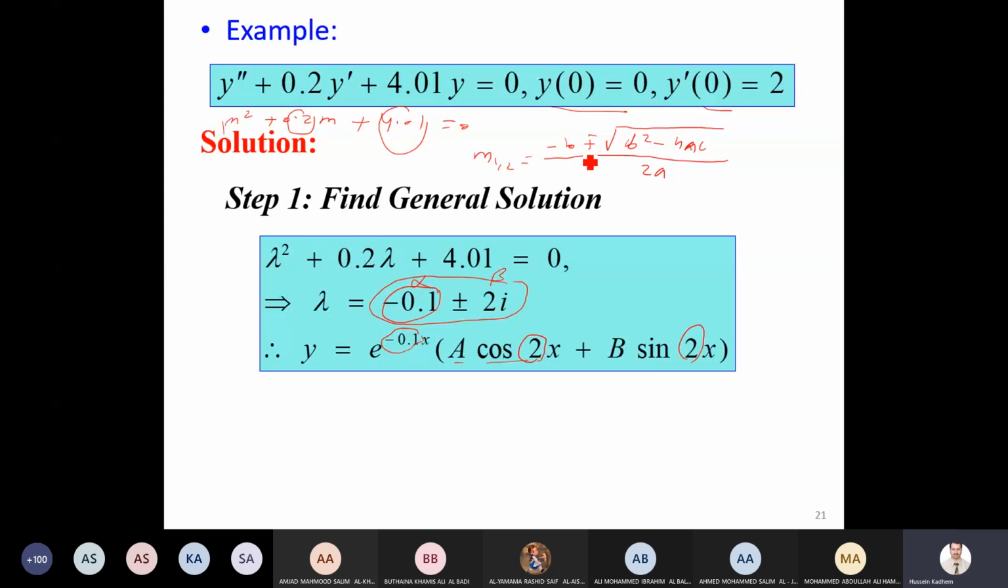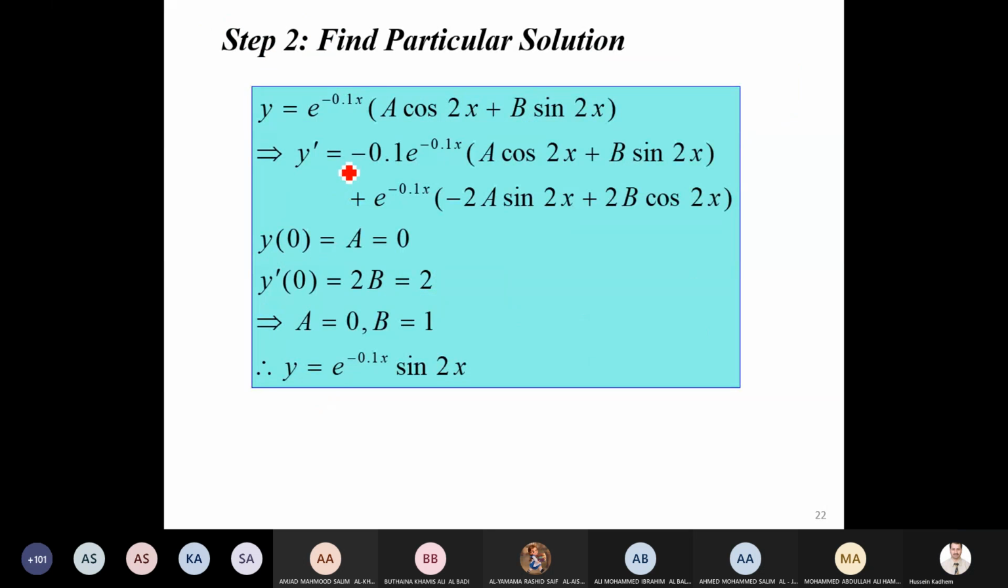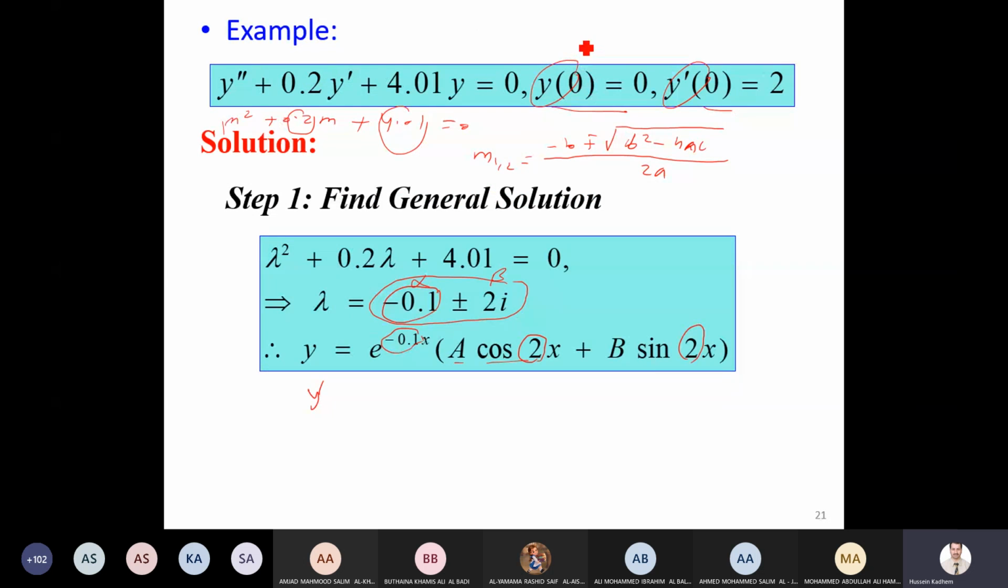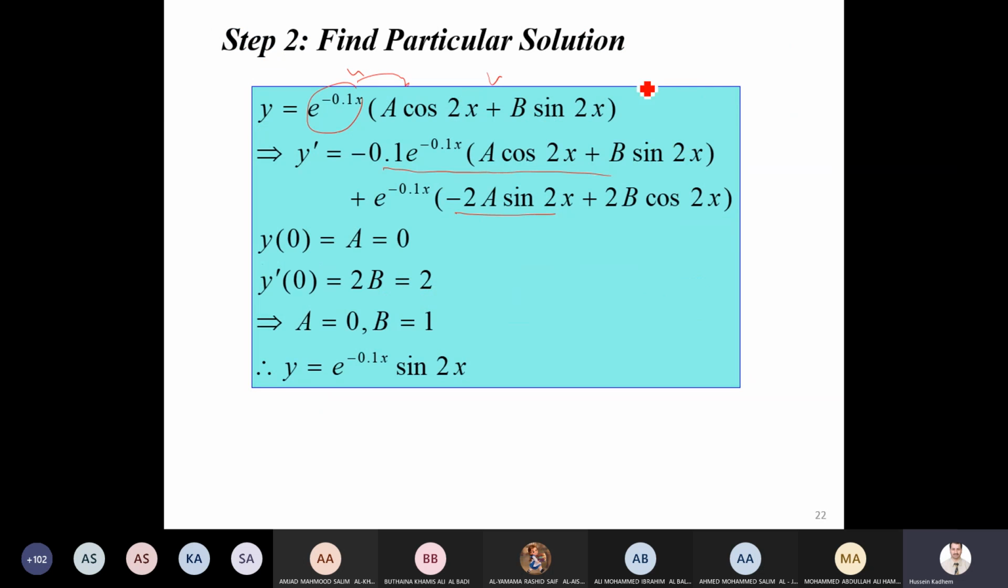Now to find the constants a and b, I need to find y dash because I need to use these conditions. I multiply definitely here and here, or just directly assume this is u, this is v, and solve them. Either way, you will find the same solution. I got the formula here. Now let me take the conditions here: x equals 0, y equals 0; x equals 0, y dash equals 2.